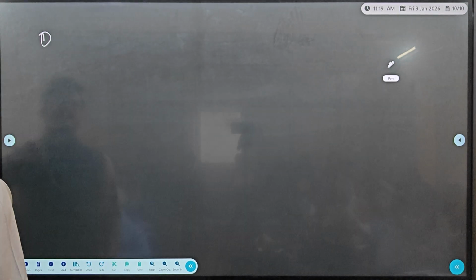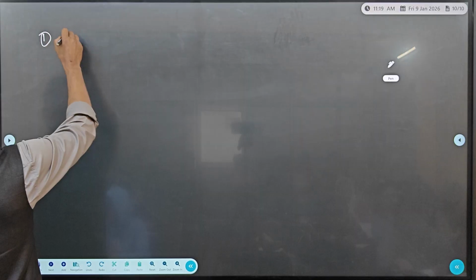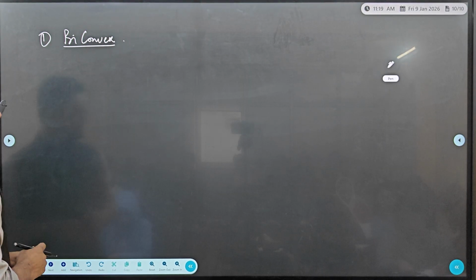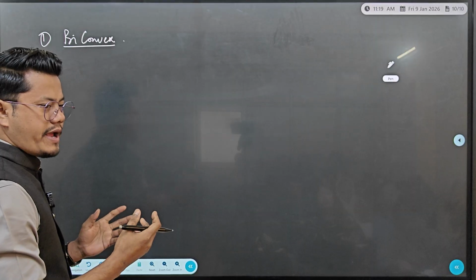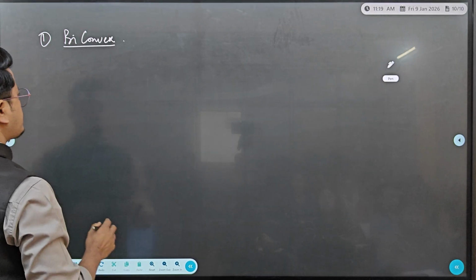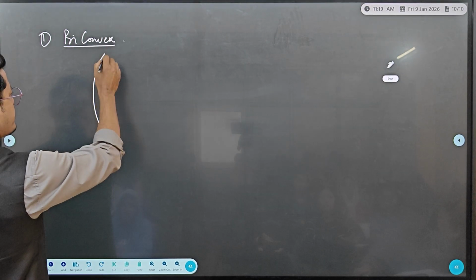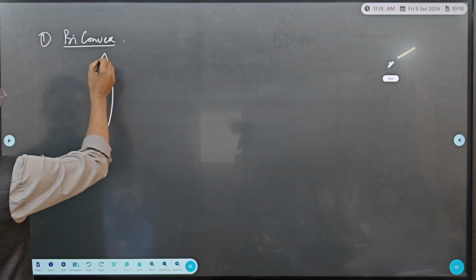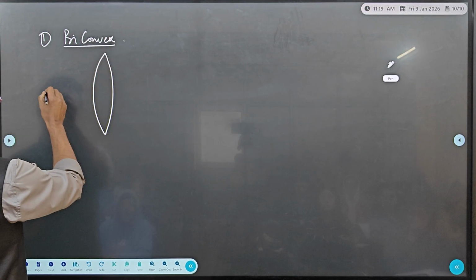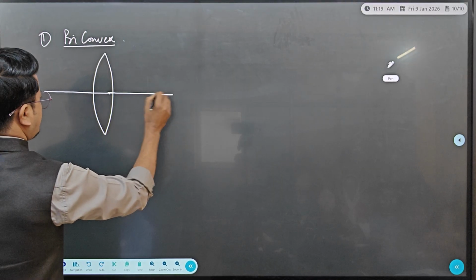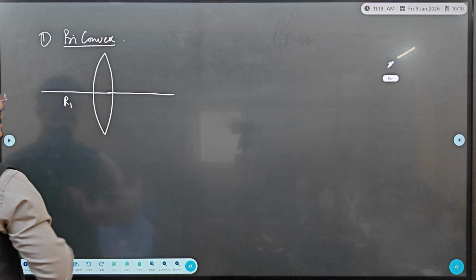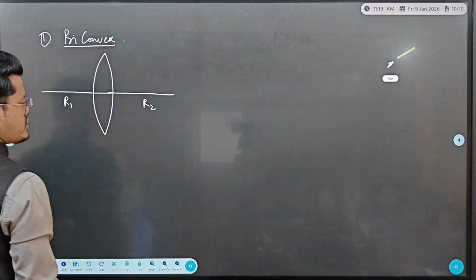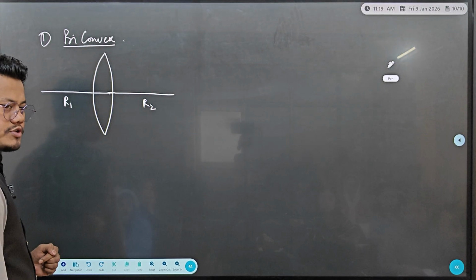And in point number 1, you please write biconvex. So what does biconvex mean? I told you yesterday, biconvex means having two convex spherical surfaces. Are you getting it or not? In case of biconvex, this spherical surface needs to have a different radius of curvature r1, and this spherical surface will have a different radius of curvature r2. Are you getting my point or not?